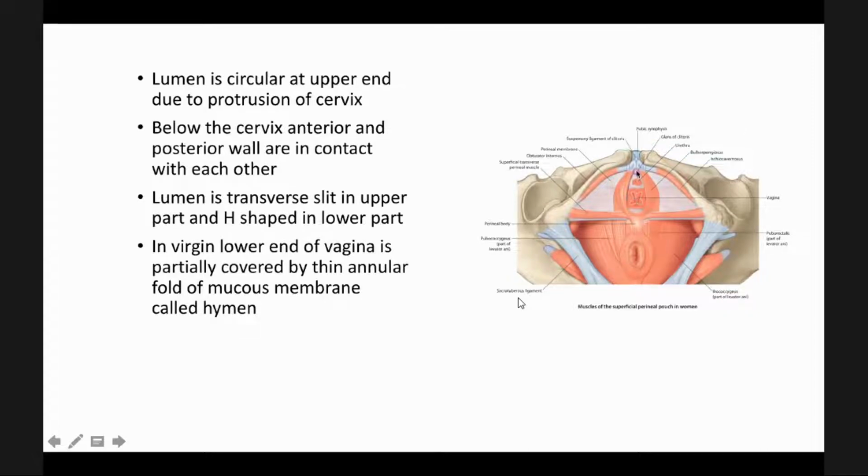This is the opening of the external genitalia. Here you have the opening of the vagina. Others I'll be showing you in the next slide. Here you have the H-shaped opening. Okay, this is the opening of the vagina at the lower end. And in virgin, the lower end of vagina is partially covered by thin annular fold of mucous membrane, which is called hymen.